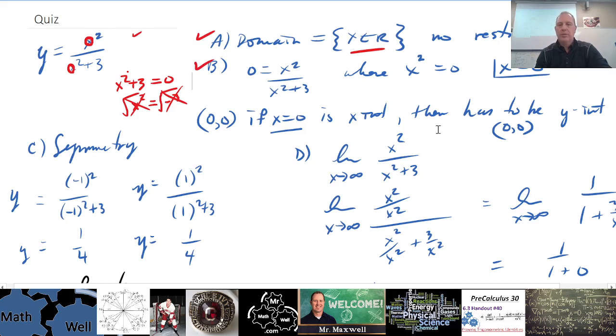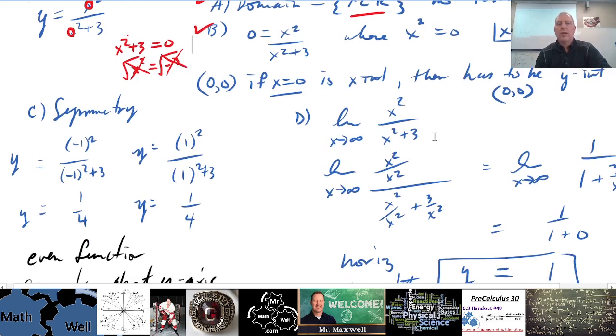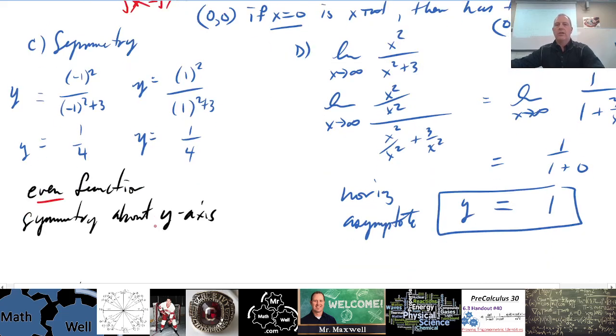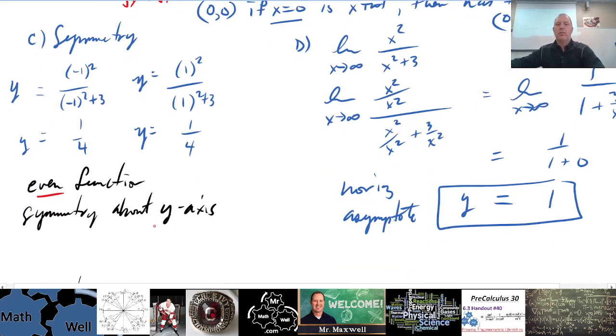So C, symmetry. What we want to do is choose a positive value for x and then the negative version of that same value, and see what the evaluation looks like. So if I chose negative 1 and 1, if you put negative 1 in, you get positive 1 over 4. This is just for example. You can choose any number. And then when I put the positive version in there, I still get the same, which means this is an even function. Therefore, there's symmetry about the y-axis.